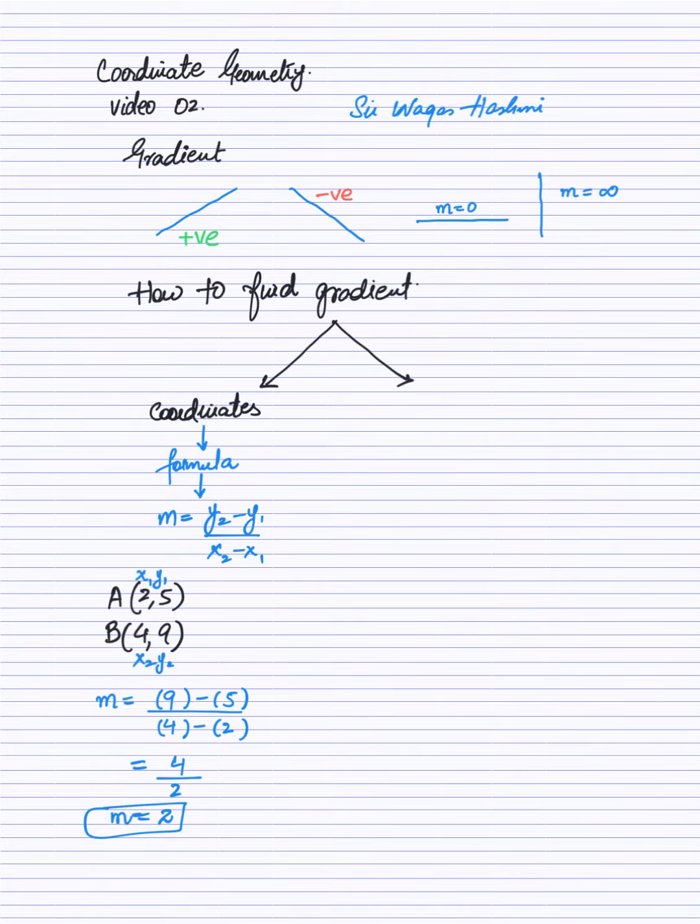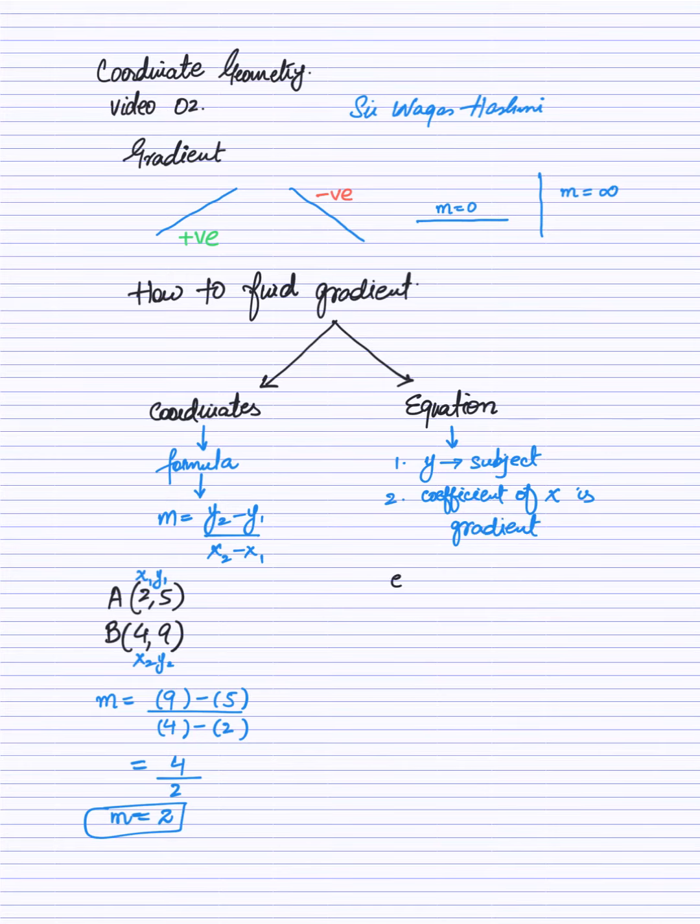The next case is when you have an equation and you need to find out the gradient. Now there are certain steps you need to apply when you have an equation. Step number 1, you need to make y the subject of your equation, and once y is the subject, then the coefficient of x is the gradient. Alright, the coefficient of x is the gradient.